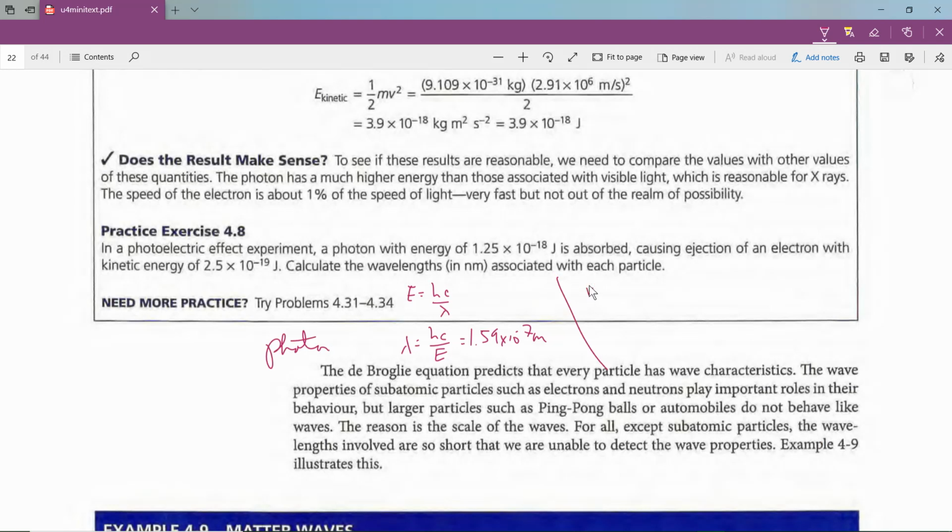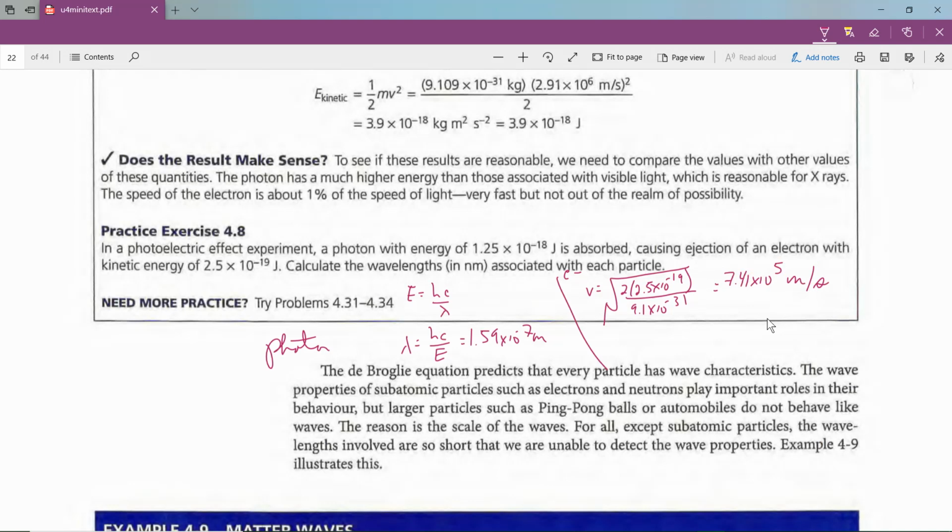So the speed for the electron is the square root of 2 Ek over m. So 2, what's the kinetic energy of the ejected electron? 2.5 × 10^-19 over the mass of the electron, 9.1 × 10^-31, 2 Ek over m. So 2 times 2.5 × 10^-19 divided by 9.1 × 10^-31, take the square root of that, 7.41 × 10^5 meters per second.